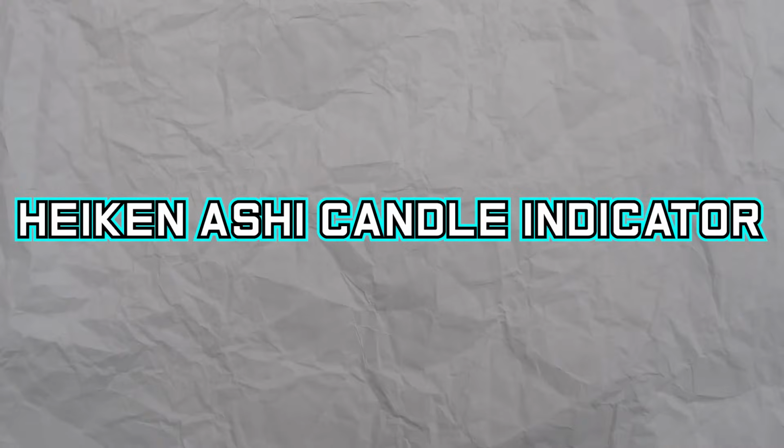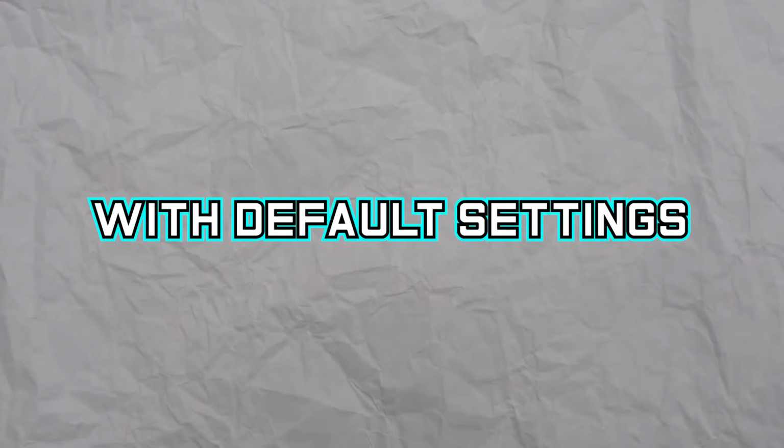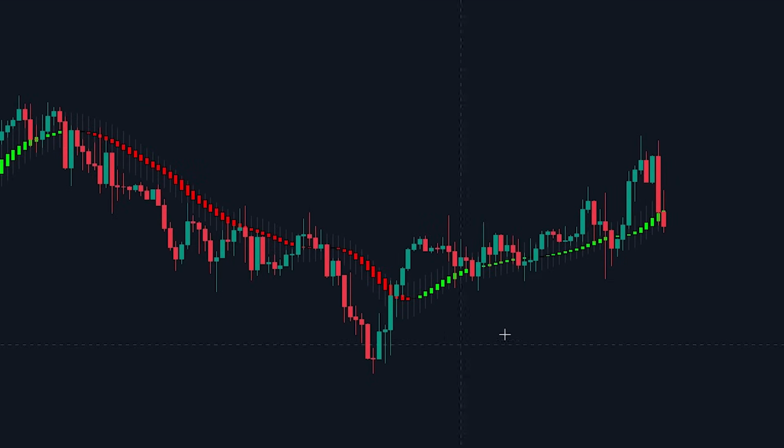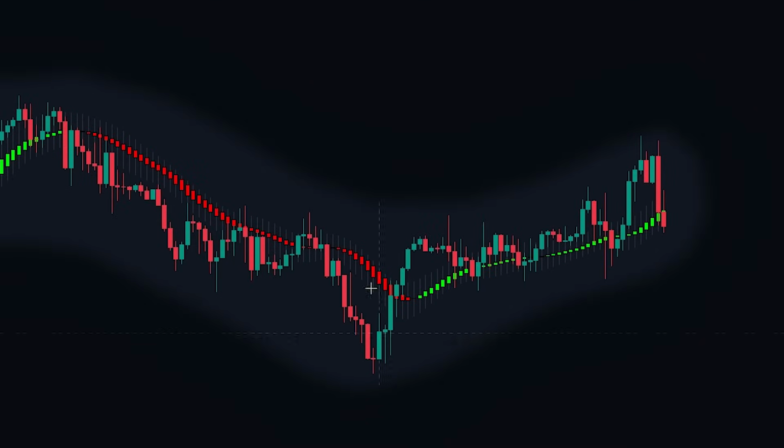For this example, we will only be using one smooth Heiken Ashi candle indicator with default settings. We can see here that a downtrend was playing out. The downtrend ended due to a short uptrend. During this uptrend, the price action frequently tried to break through the smooth HA candlesticks.